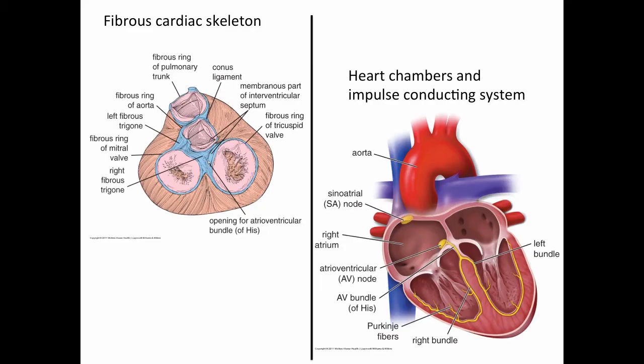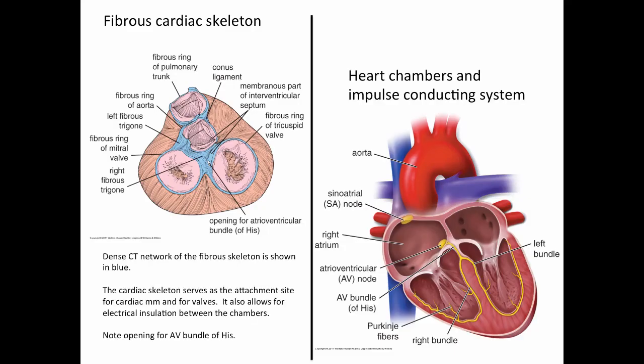The diagram on the left shows the fibrous cardiac skeleton. It's a dense connective tissue network, and it's just shown on the diagram as the blue that I'm highlighting like this. So all of this would be considered the cardiac skeleton.